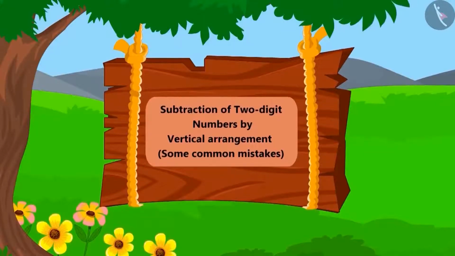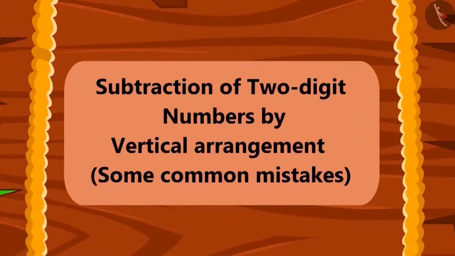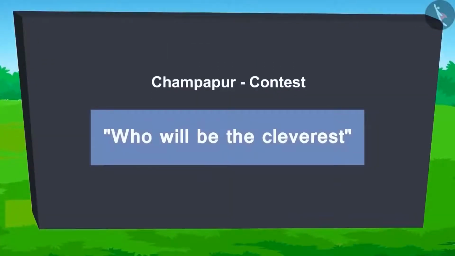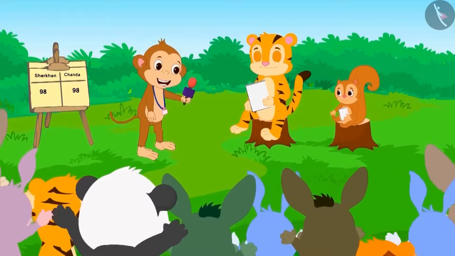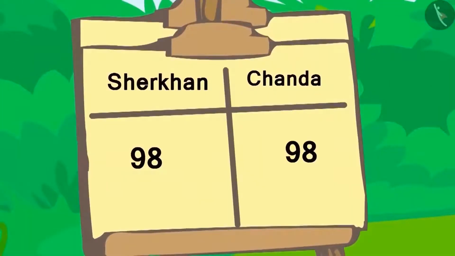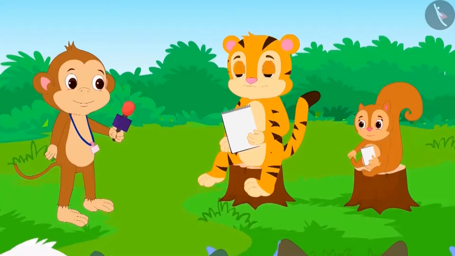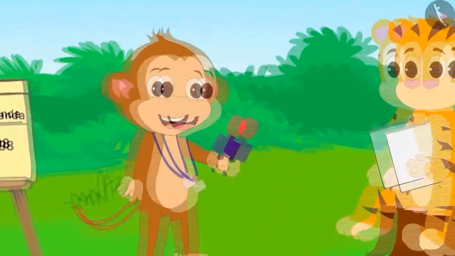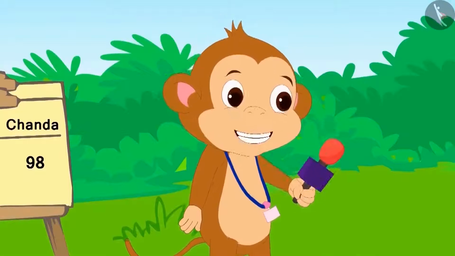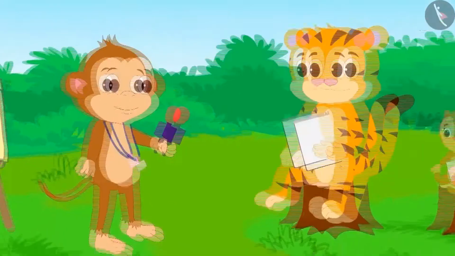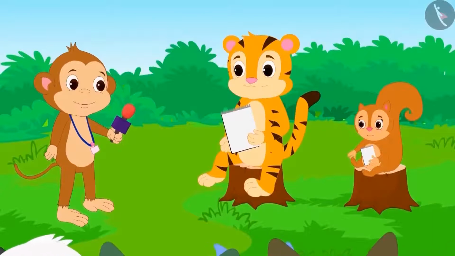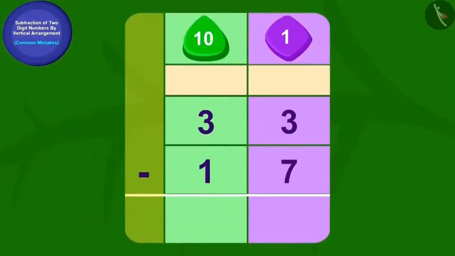In this lesson, we will see some common mistakes related to subtraction of 2-digit numbers by vertical arrangement. Champapur is hosting a contest called Who Will Be the Cleverest? The last 2 questions are left and there is a tie between Chanda and Sher Khan. Come, let's see which question is being asked right now. I will show you a question and you have to answer it in 30 seconds. Are you both ready? So here comes your question.